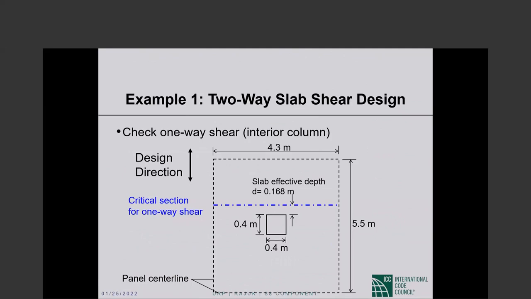Up to there, everything was covered yesterday. Now, first thing we will do is check for one-way shear. So 5.5 meter by 4.3 meters is our panel size. This is the column in the center. The critical section is 1d away from the column face. So the distance from the critical section to the column face is 168 millimeters.